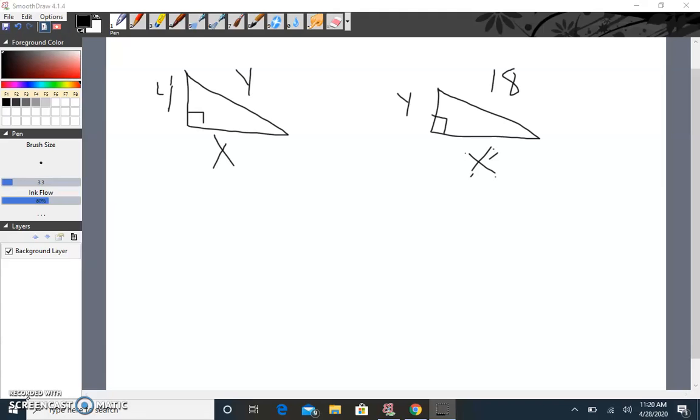So whatever the short side is, the hypotenuse is 2 times the short side. And then whatever the short side is, the middle side, the long leg, is it times the square root of 3. So if we look at this one right here, we have 4.